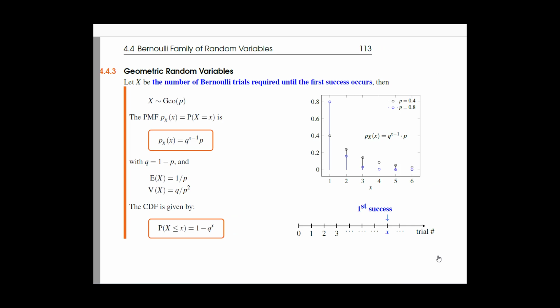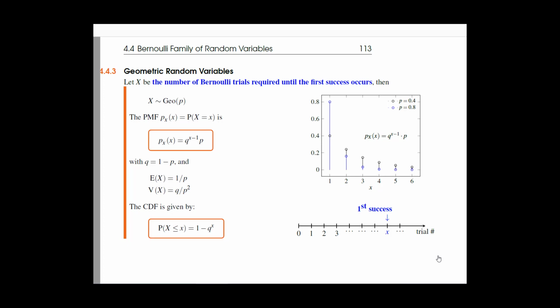All right, let's keep going through this family of Bernoulli random variables. Next one is the geometric, a very useful one. It's also in the context of Bernoulli experiments, so flipping a coin. Here we're asking the question, how many trials, or how many times do you have to flip that coin in order to observe the first head? Or in general, how many Bernoulli trials until the first success occurs?